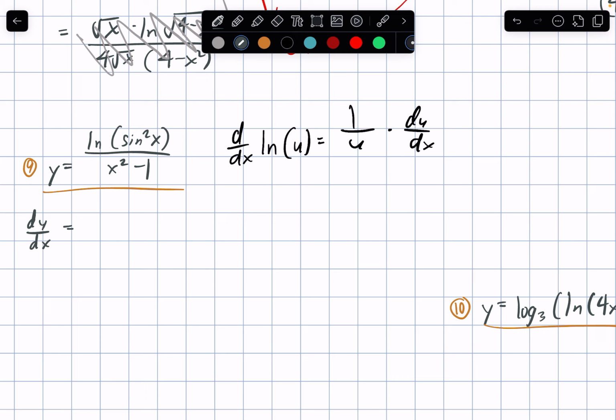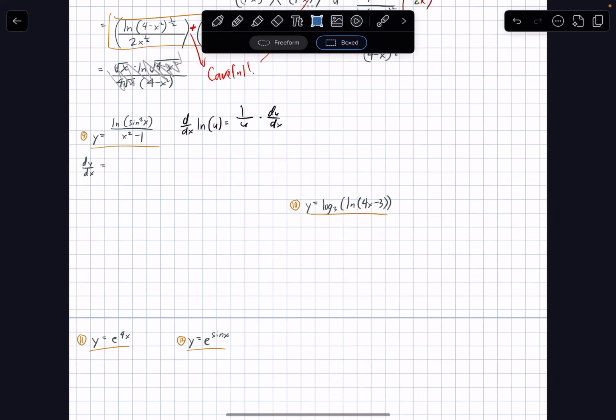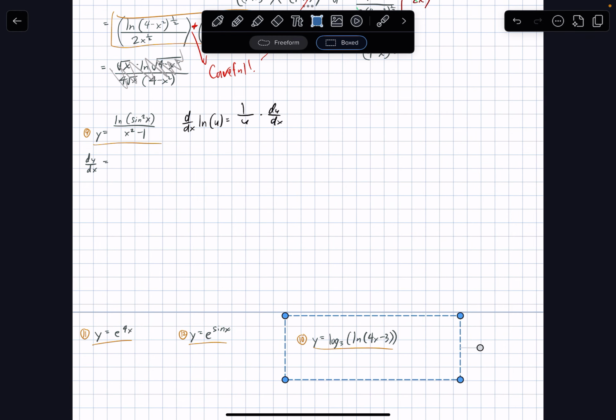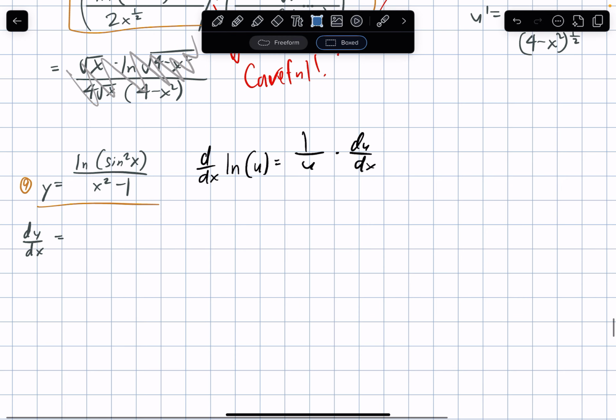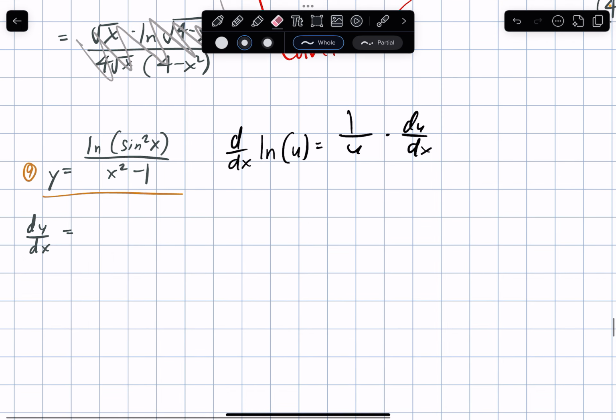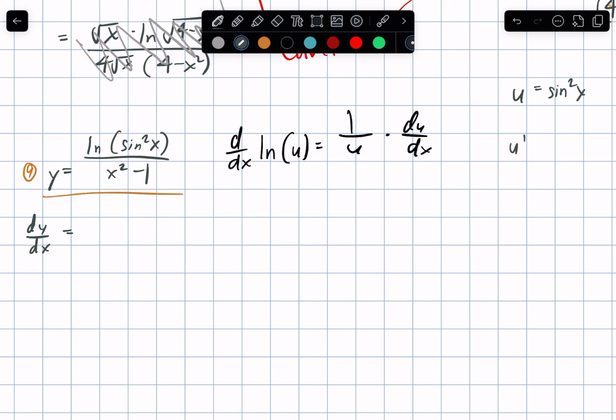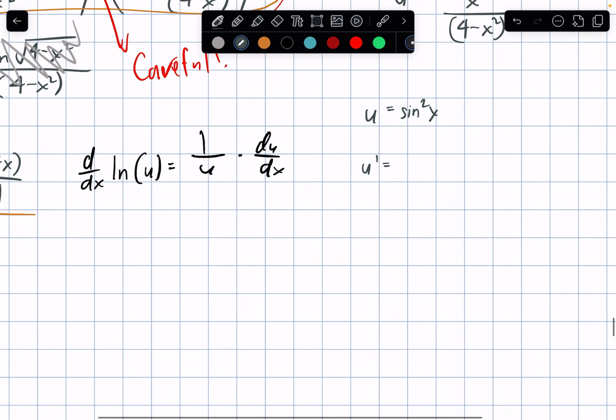Okay. f of x is gonna be. Wait, we need to look for the derivative of that first. So u is equal to sine squared x. u prime is cosine squared x. Wait. I'm not falling for that trick again.